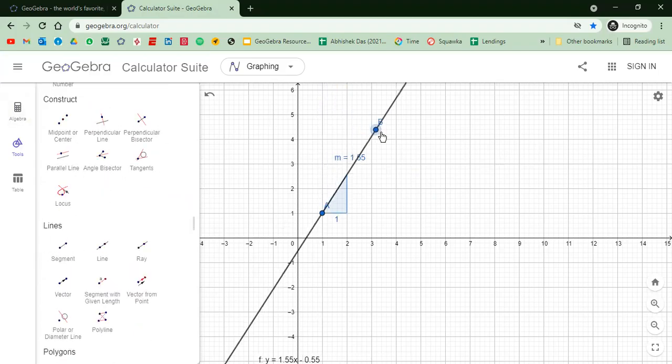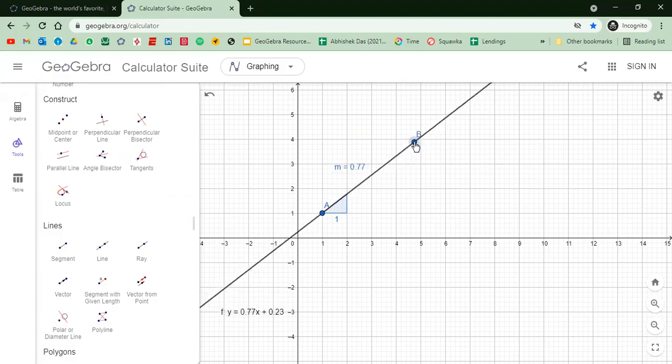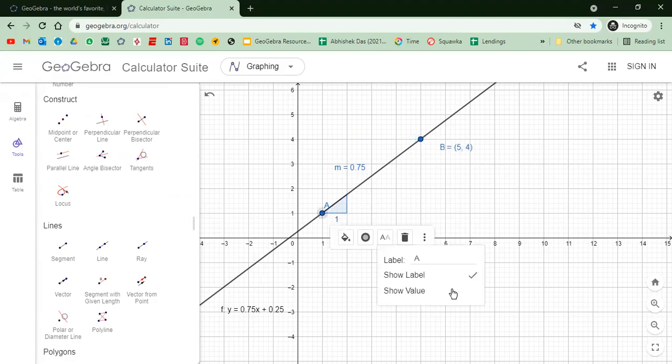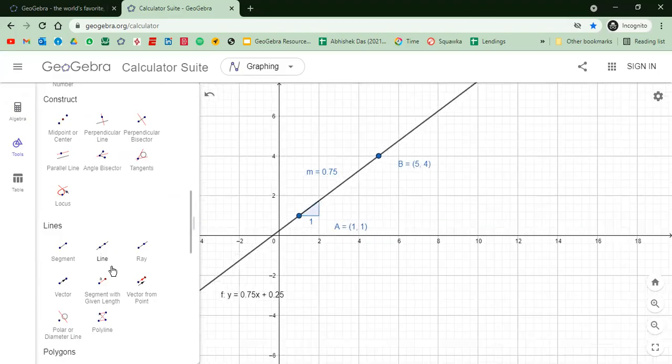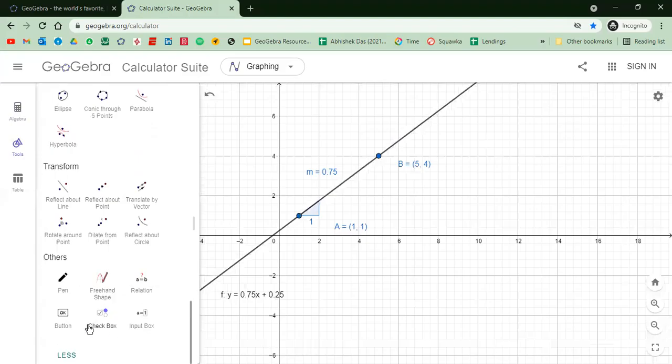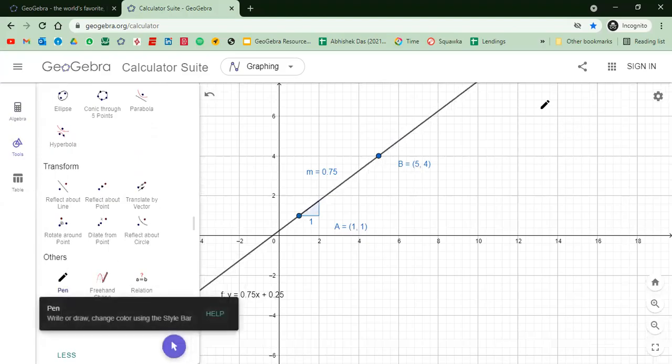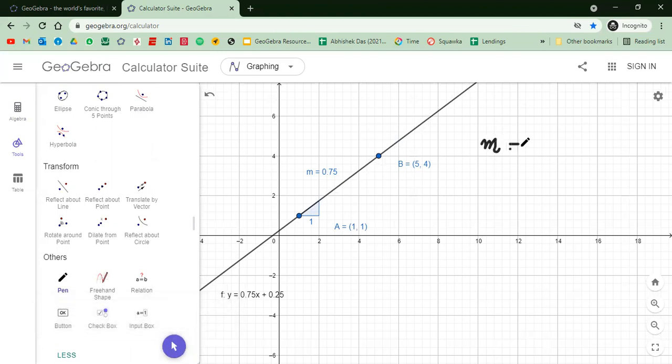Now, if we have the coordinates of 2 points, let me take the coordinates of this one. It is 5, 4, and let's take the coordinates out here. It is 1, 1. Now, how to calculate the slope? The slope is given by this formula: m, which is the slope, is represented by y2 minus y1 upon x2 minus x1.